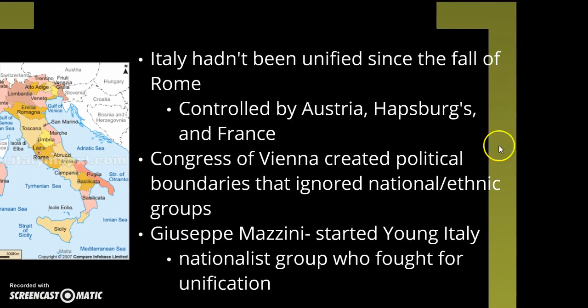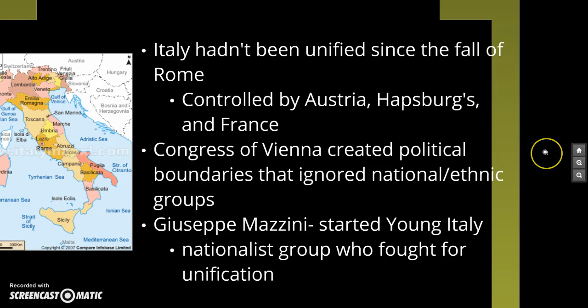First thing to keep in mind, Italy had not been unified since the fall of Rome. It had gone through periods of control by Austria, the Habsburg Empire, which controlled a large portion of Central Europe, and also parts of it had been controlled by France. The rest of Italy that wasn't under control of one of these powers would have been independent city-states.